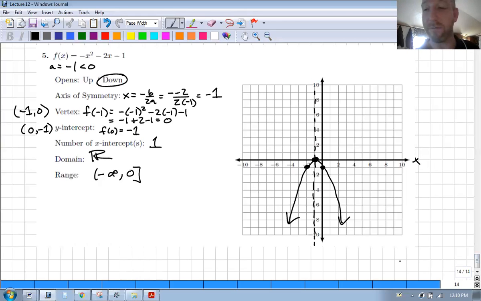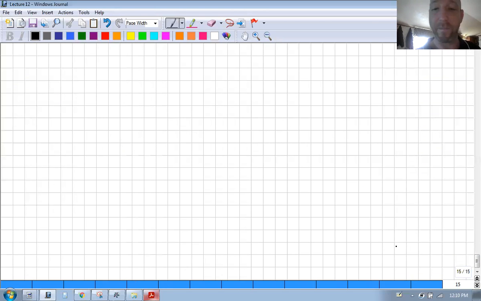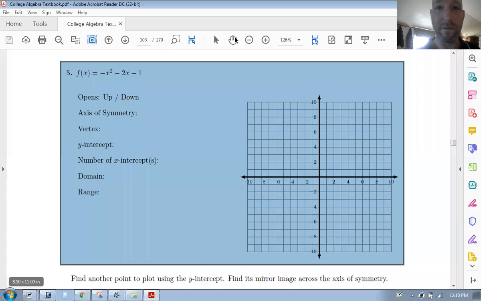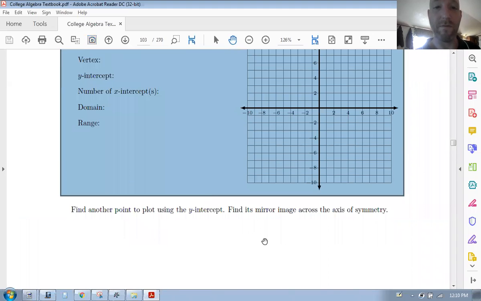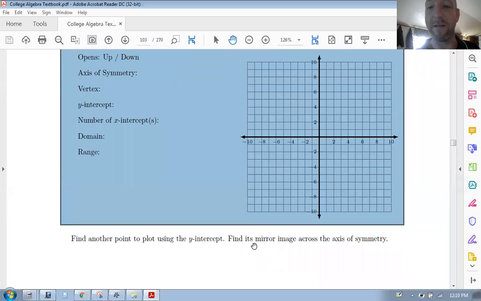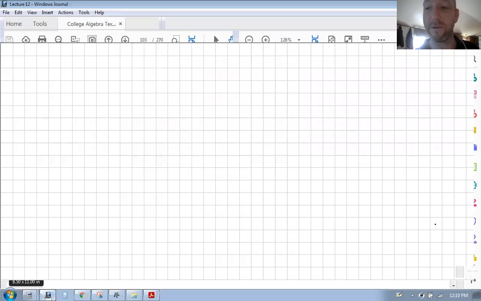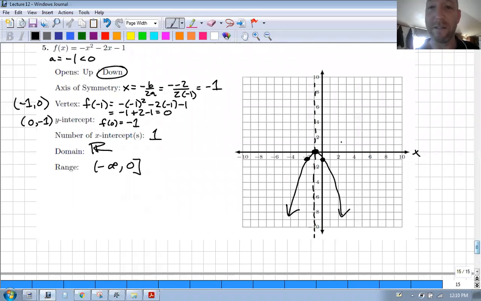So this is how you graph a parabola. Find another point to plot using the y-intercept. We already did that. Okay, the mirror image, that's the term I was looking for. That's this one. They're mirror images of one another.